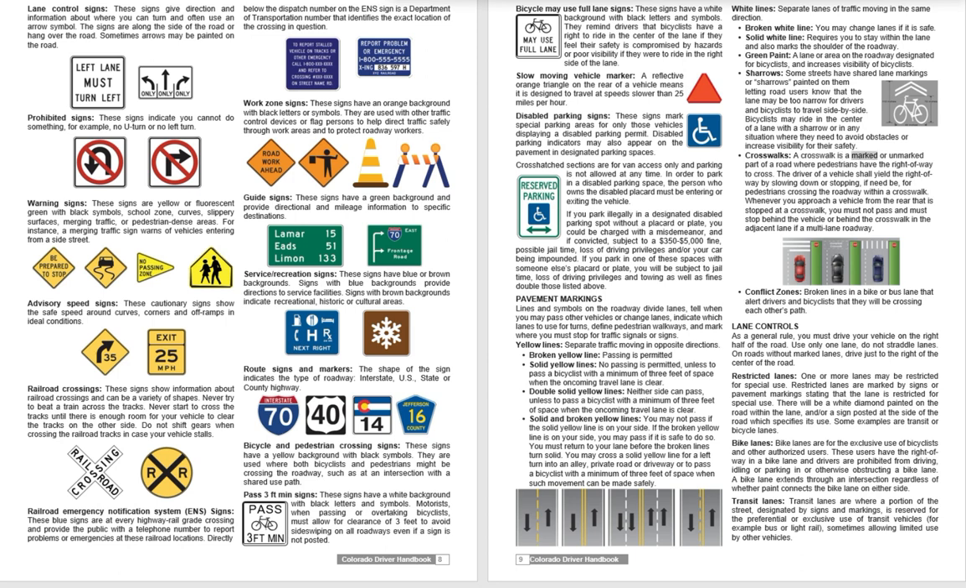Crosswalks. A crosswalk is a marked or unmarked part of a road where pedestrians have the right of way to cross. The driver of a vehicle shall yield the right of way by slowing down or stopping, if need be, for pedestrians crossing the roadway within a crosswalk. Whenever you approach a vehicle from the rear that is stopped at a crosswalk, you must not pass and must stop behind the vehicle, or behind the crosswalk in the adjacent lane if a multi-lane roadway. Conflict zones, broken lines in a bike or bus lane that alert drivers and bicyclists that they will be crossing each other's path.